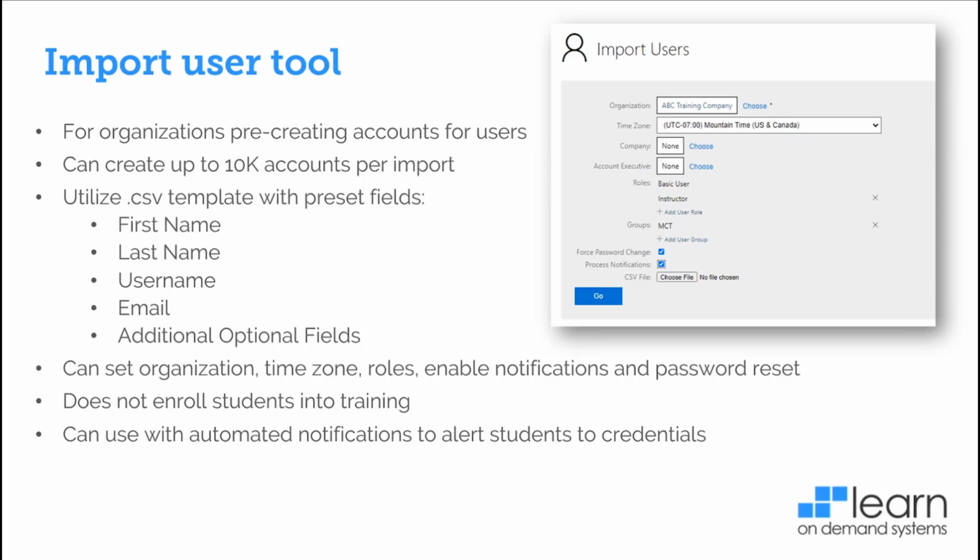The import tool takes advantage of a CSV template that you can input user information into, and you will be required to add the following fields for every user. That will be the first name, the last name, the username and email, but you can also input information such as a password, job title, phone number, address, city, state, country, so a lot of possibilities. This can be added to a downloadable user import template found on the import page.